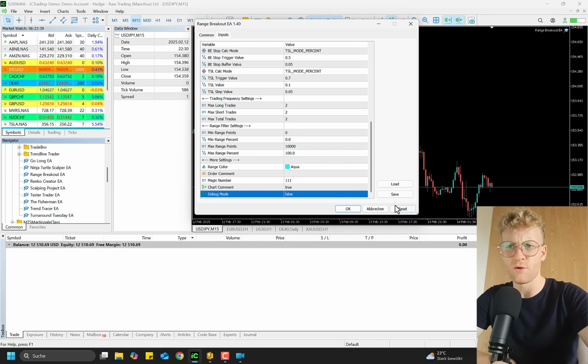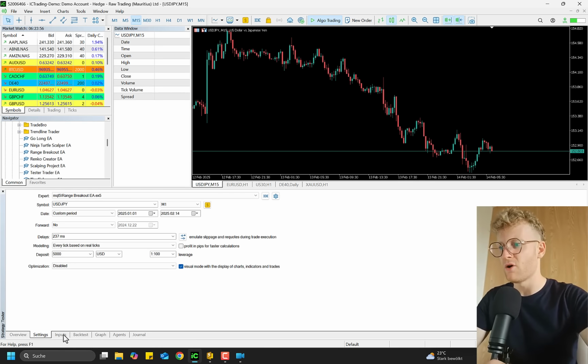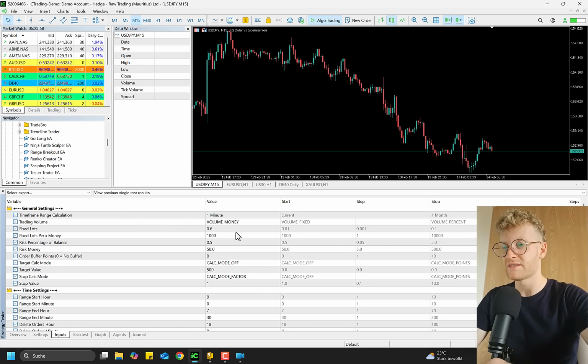It can be necessary if you have a specific problem or issue with the expert advisor, then it might be helpful to figure out what the problem is. But in general, you do not have to use the debug mode. So let me give you some more examples now of how we can use these settings.